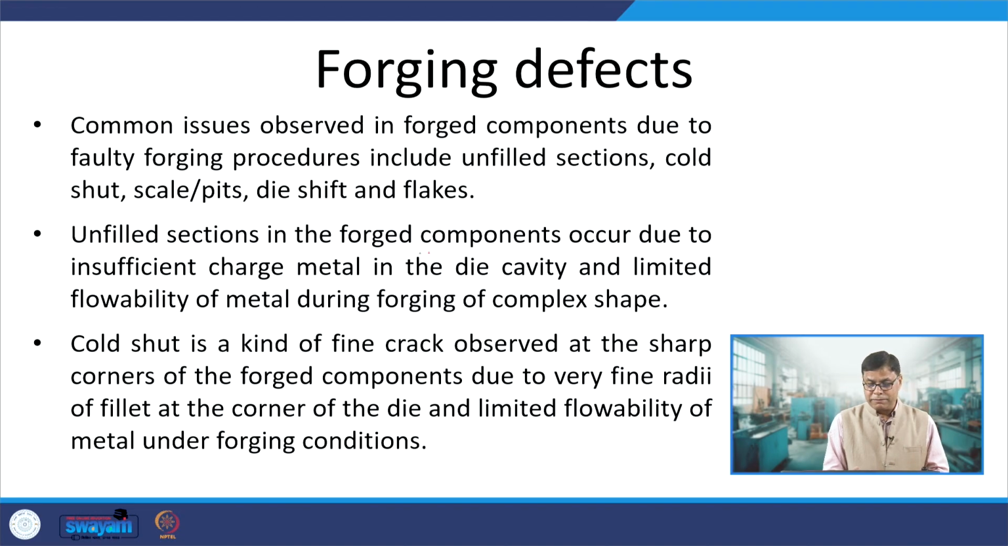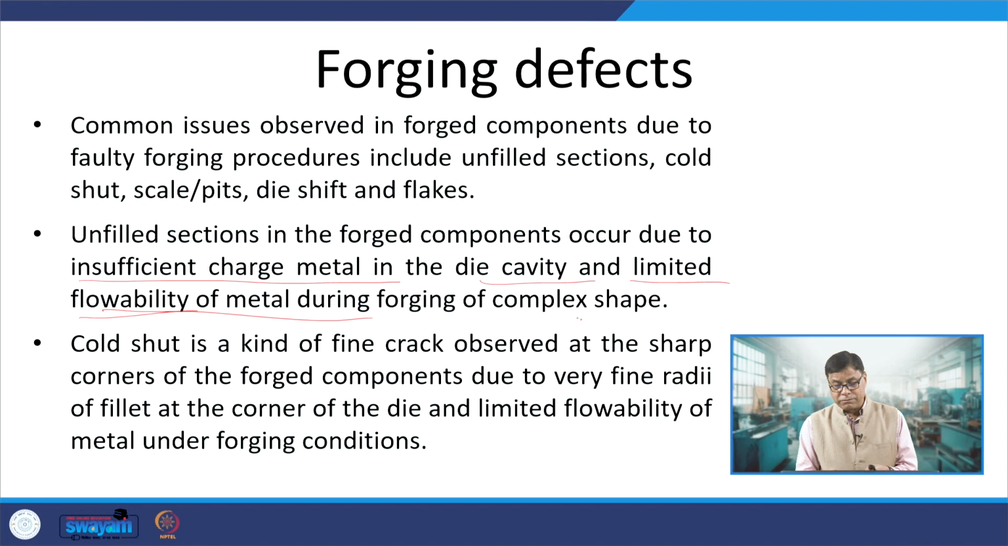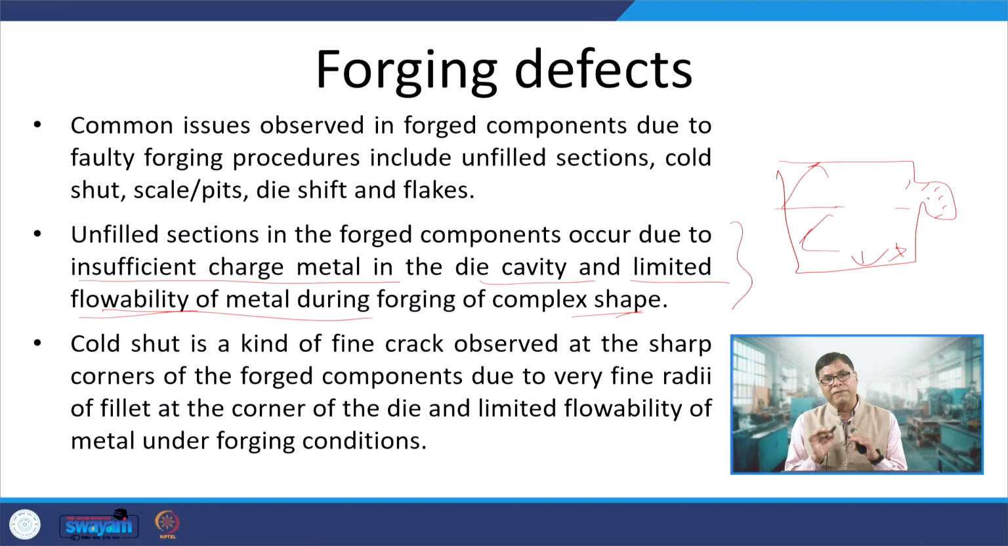Unfilled sections in a forged component occur due to insufficient charge material, that is, stock material in the die cavity, and apart from that, limited flowability of the metal during forging of complex shapes. So these two lead to unfilled sections. Say the die cavity is like this. If the flowability of the metal is very limited, then it will not fill this section. Metal can flow and fill other zones which are simpler, but it will not fill the complex shape cavities within the die, and that leads to the formation of the unfilled section.